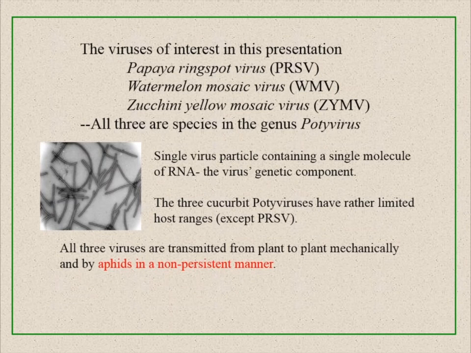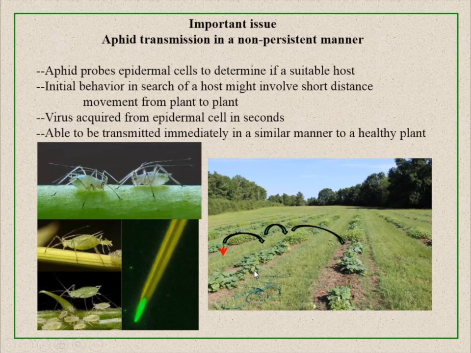The other viruses that we are working with are 3 viruses in the genus Potyvirus: papaya ringspot, watermelon mosaic and zucchini yellow mosaic viruses. They are flexuous rod-shaped particles. They're a single particle, not three particles like cucumber mosaic virus. They're a single RNA molecule. Their host range is much more limited than cucumber mosaic virus. Papaya ringspot virus has a slightly larger host range, but generally speaking, they're far more limited. They're transmitted mechanically from plant to plant, some through seed, but also by aphids in a non-persistent manner.